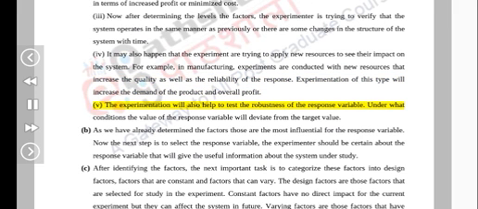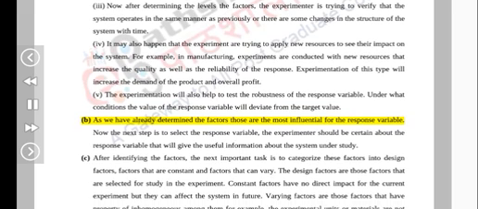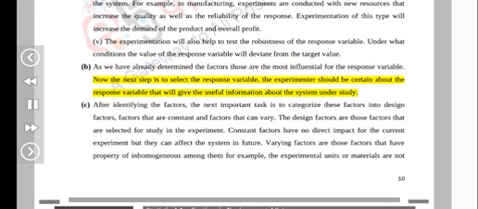V. The experimentation will also help to test the robustness of the response variable: under what conditions the value of the response variable will deviate from the target value. B. As we have already determined the factors that are the most influential for the response variable, now the next step is to select the response variable. The experimenter should be certain about the response variable that will give useful information about the system under study.